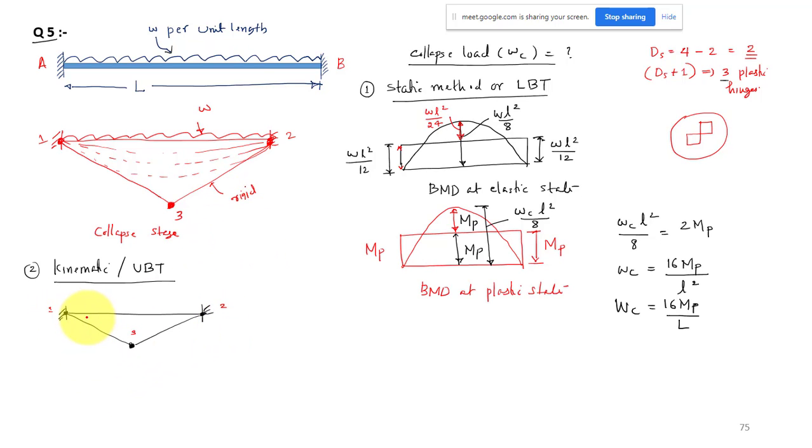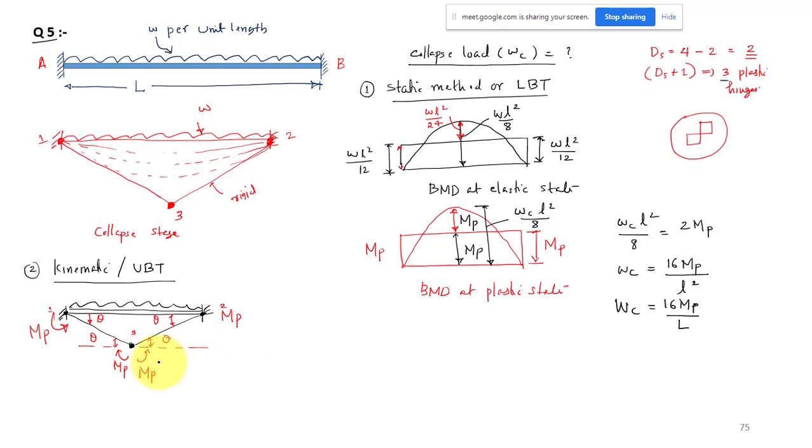So now this is the angle theta, a rotation theta, and because this hinge is at the midspan, this angle also will be theta, this angle also will be theta. So at the hinges we have MB, and here also MB, and here MP. Now we have the loading: the uniformly distributed load is also acting on the beam.